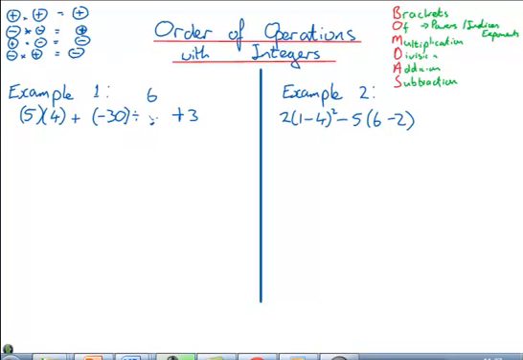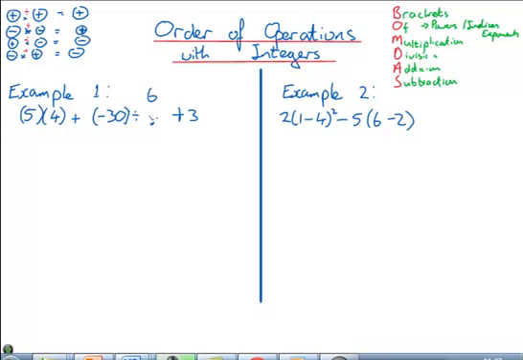This also works for divisions. If I have a plus divided by a plus, I get a plus. A minus divided by a minus, I get a plus. Plus divided by a minus, I get a minus. A minus divided by a plus, I get a minus. So when the signs are the same, you get a plus. When the signs are different, you get a minus.